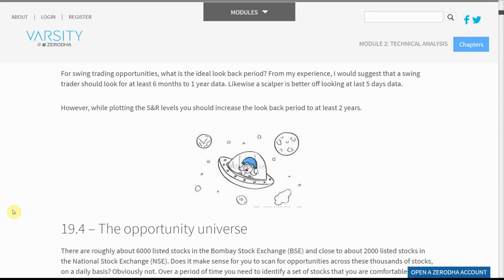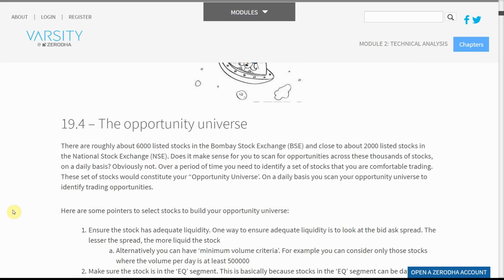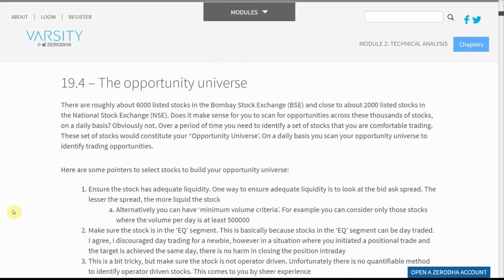19.4 The Opportunity Universe. There are roughly about 6,000 listed stocks in the Bombay Stock Exchange (BSE) and close to about 2,000 listed stocks in the National Stock Exchange (NSE). Does it make sense for you to scan for opportunities across these thousands of stocks on a daily basis? Obviously not. Over a period of time, you need to identify a set of stocks that you are comfortable trading. These set of stocks would constitute your opportunity universe. On a daily basis, you scan your opportunity universe to identify trading opportunities.